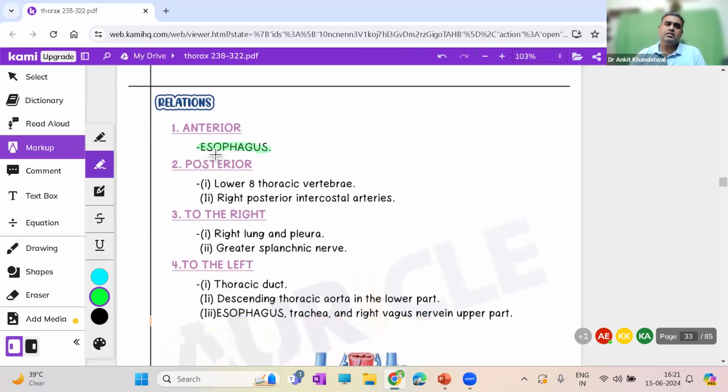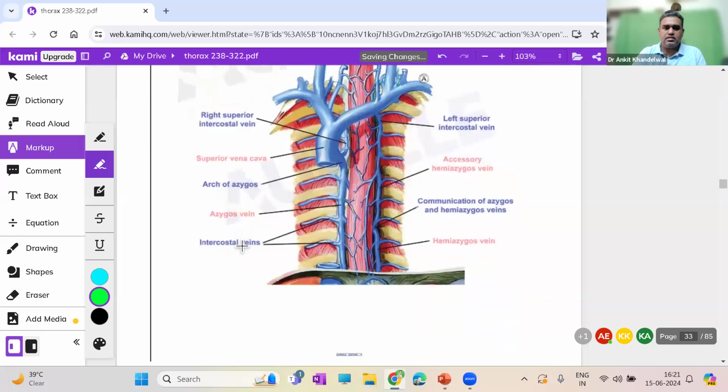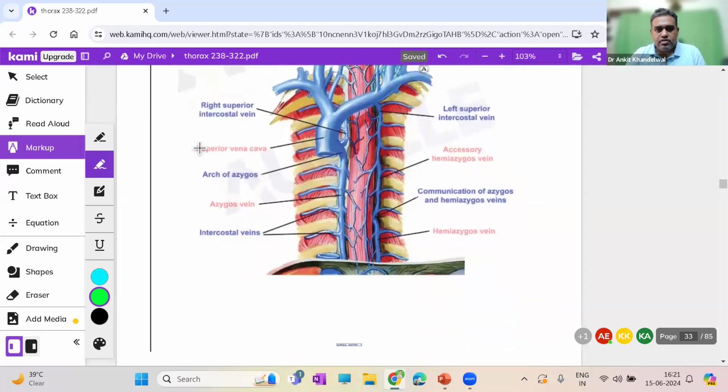Anterior lies the esophagus. And posterior lies the vertebrae, and to the right you have the right lung, to the left you have the thoracic duct, all these things over here. Here you can focus on the SVC, focus on the azygous vein more posteriorly, and you can see in between this red color, that is the esophagus over here. On the left side, look at the accessory hemiazygous and the hemiazygous.